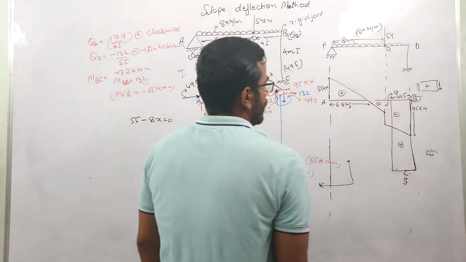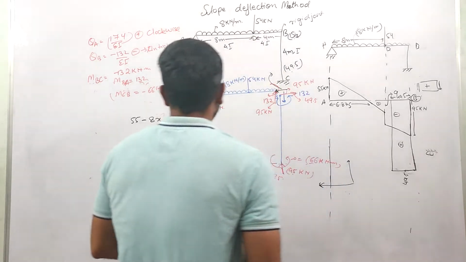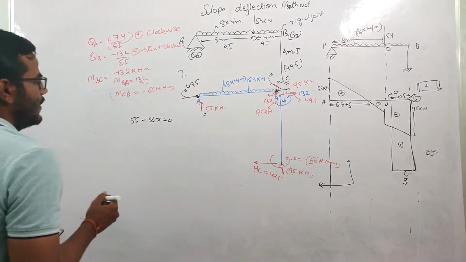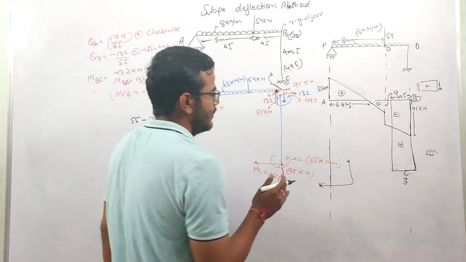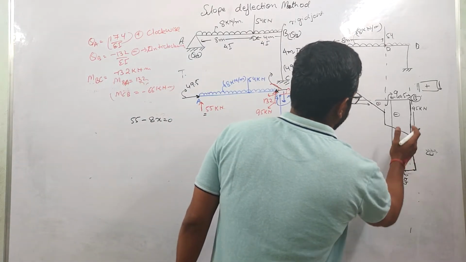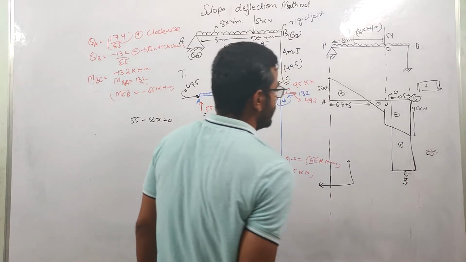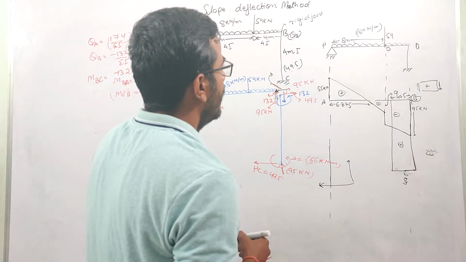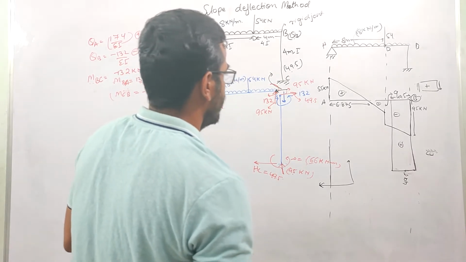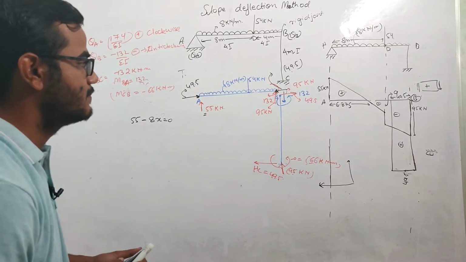Now, this is the way you draw the shear force diagram for this column portion. This is how the directions are assumed. Now let us come to the bending moment. Now let us come to the bending moment part.